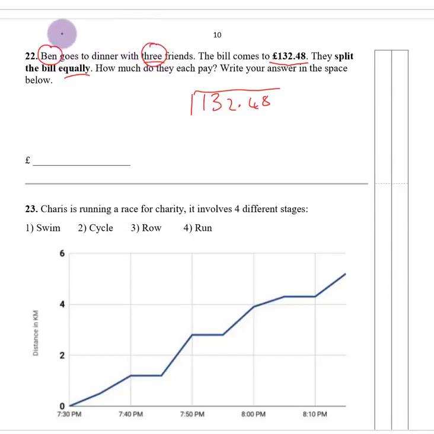So altogether, there's Ben, who's 1 person, and 3 friends. Altogether, there's 4 people that go to dinner. So we need to divide this by 4. So 4 into 1 doesn't go. 4 into 13 goes 3 times, carry the 1. 4 into 12 goes 3. And then 4 into 4 goes once. And then 4 into 8 goes 2. So our answer will be £33.12. Just watch out for that.